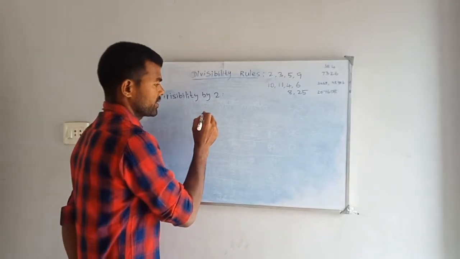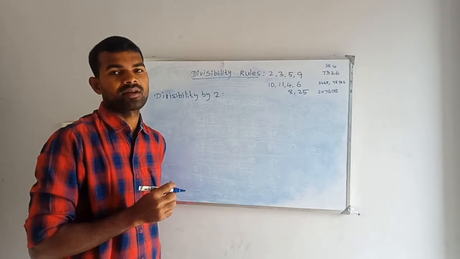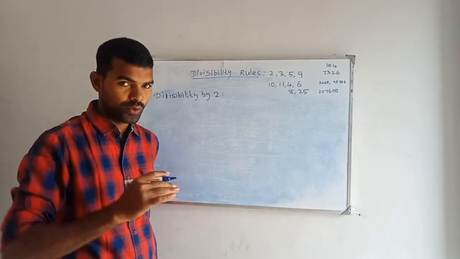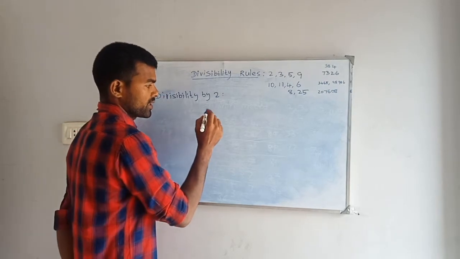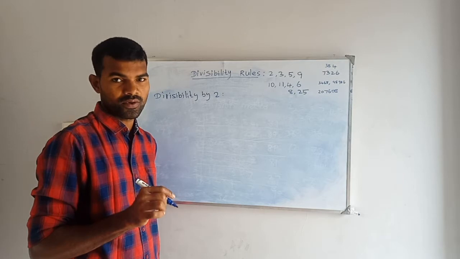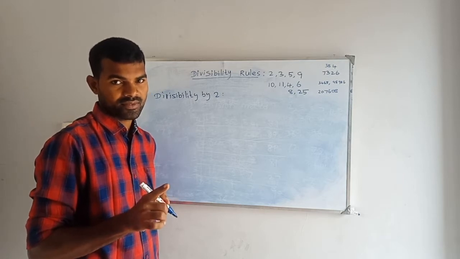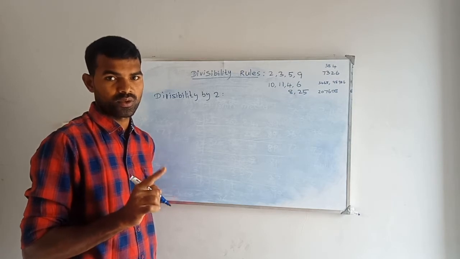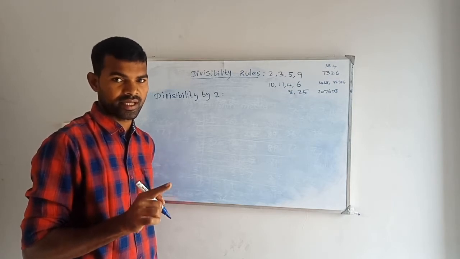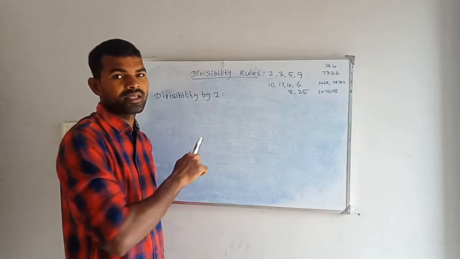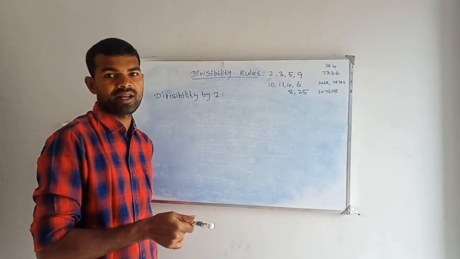That is all the even numbers. All the even numbers can be divided by 2. That means the units digit must end in 0, 2, 4, 6, 8. If the units digit ends in 0, 2, 4, 6, 8, that number can be divided by 2.